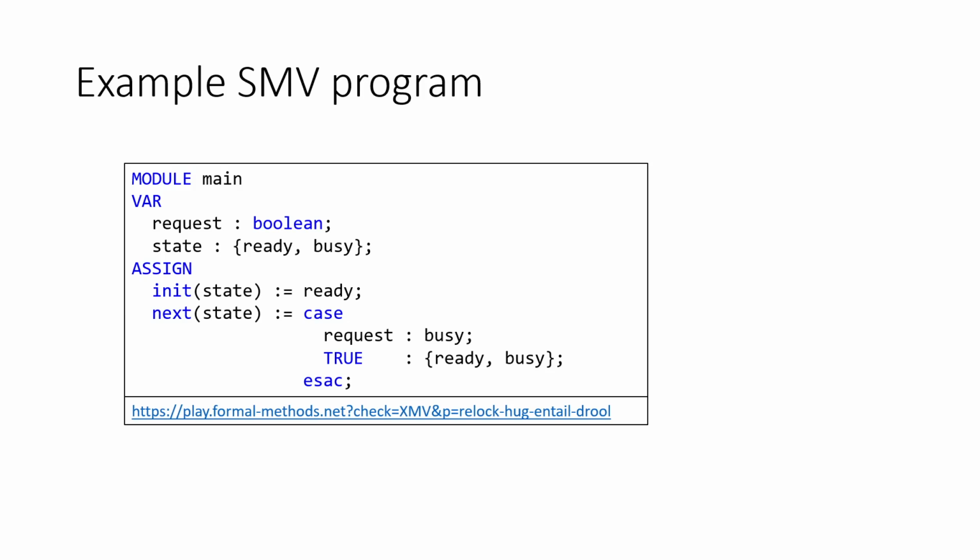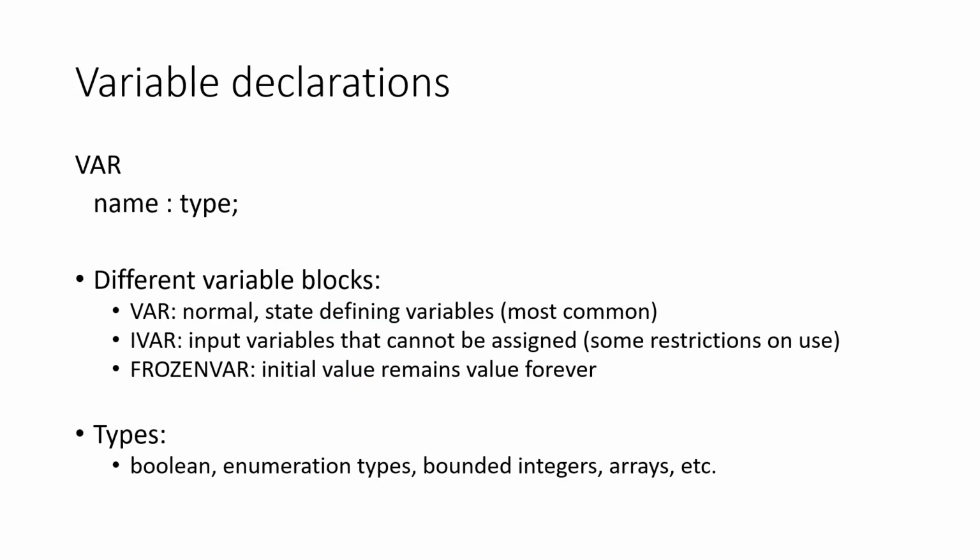And this would be a model. Now, the var, that's basically defining variables with a name and a type. Then there are different variable blocks. We just saw the var, where it's the regular state defining variables, which are the most common ones.